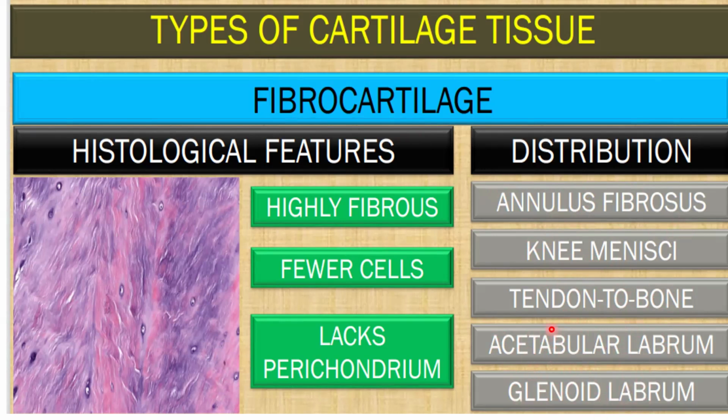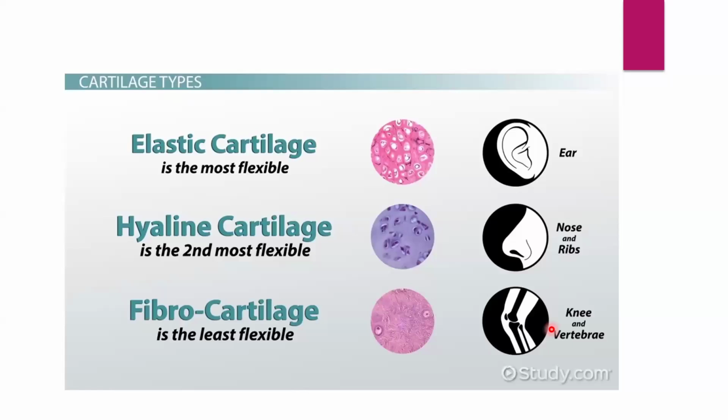The simplest way to understand them is that elastic cartilage is the most flexible one, found in the ear. Hyaline cartilage is the second most flexible, found on the nose and the ribs. And then you'll also have fibrocartilage, which is the least flexible, found in the knee and the vertebrae. So at this point, you can appreciate the histological structures of the various cartilages.